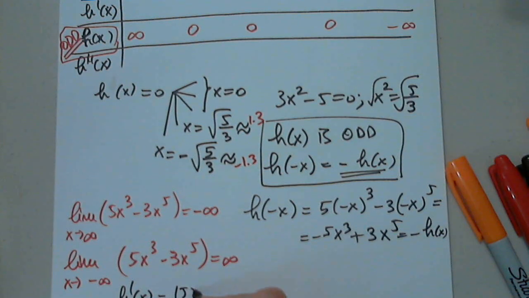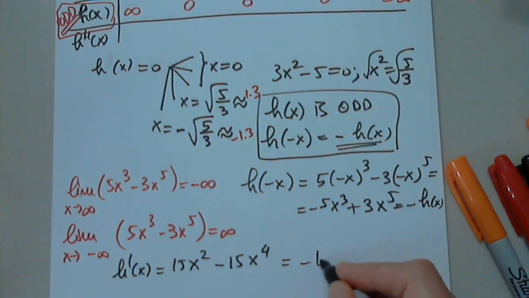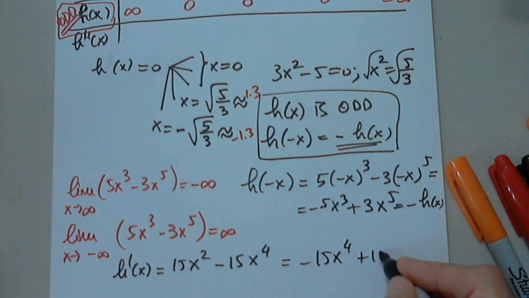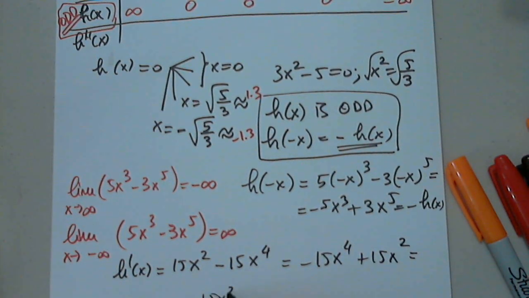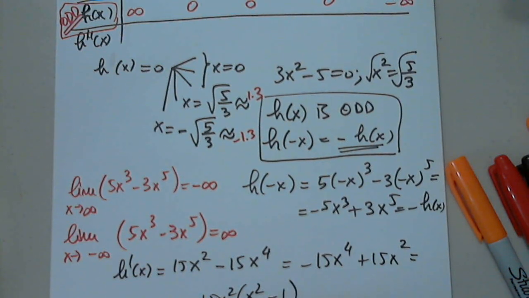15x squared. Yes, perfect. Minus 15x to the fourth. Excellent. So of course I will immediately rearrange it in the correct order. I will immediately factor out the negative 15x squared and get x squared minus 1.